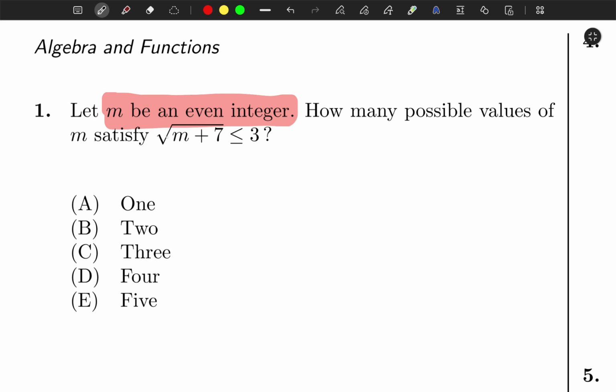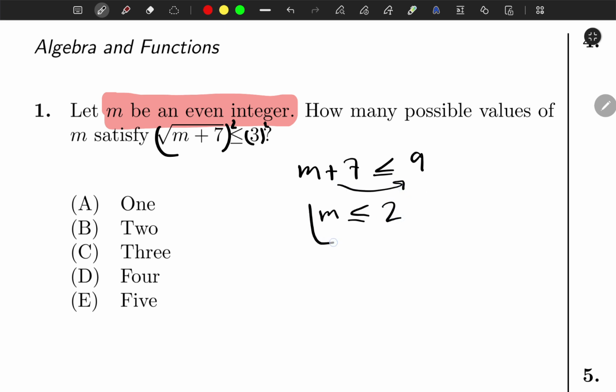We'll square both sides. So once we square both sides, what we should get is m plus 7 is less than or equal to 9. Right, and then you're going to take 7 and subtract it on the other side. Then what you'll be left with is 2. So m is less than or equal to 2. This is one of the things we know.